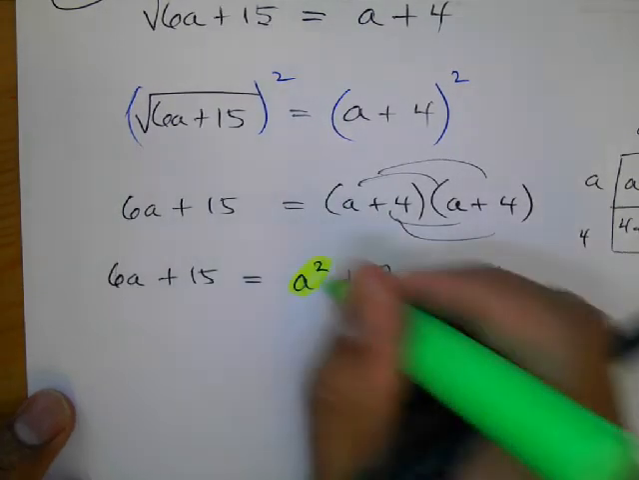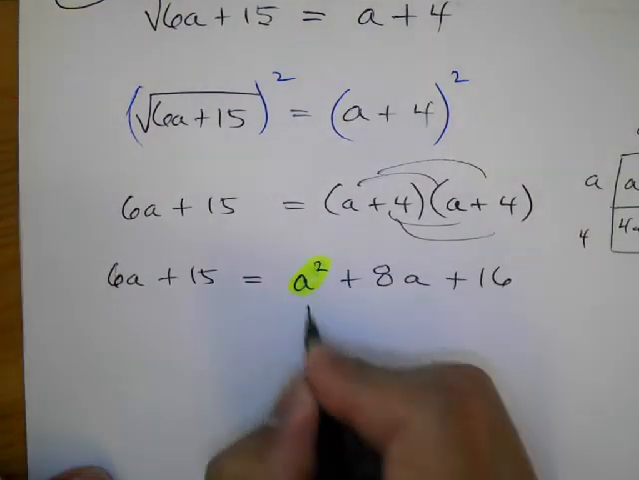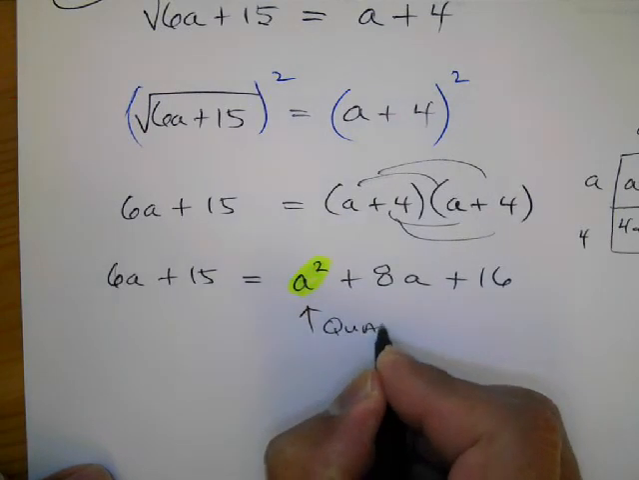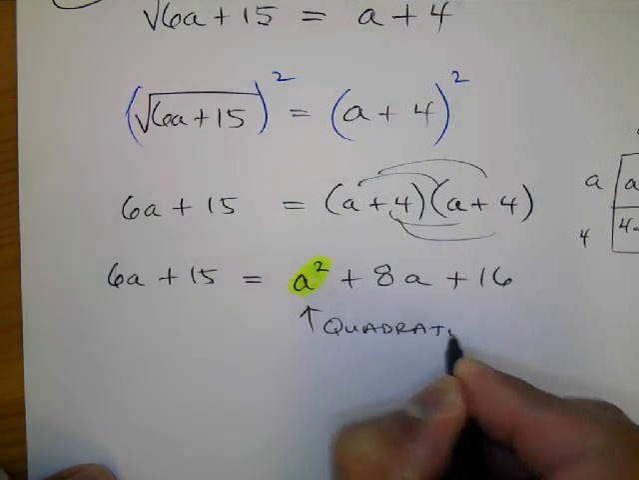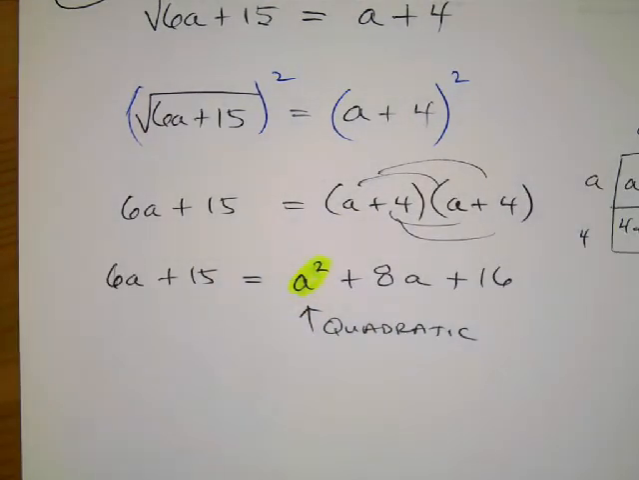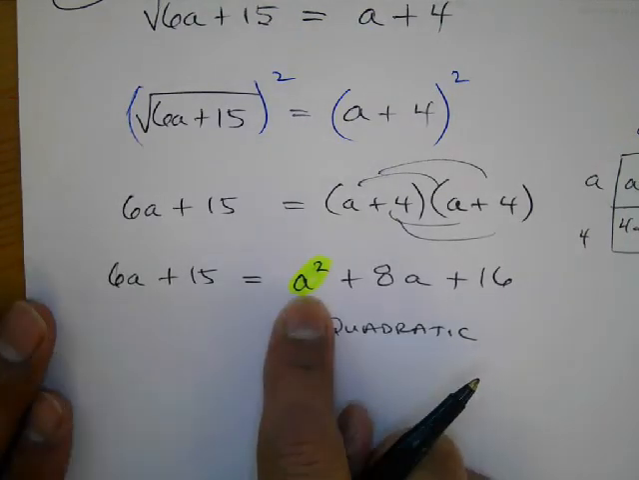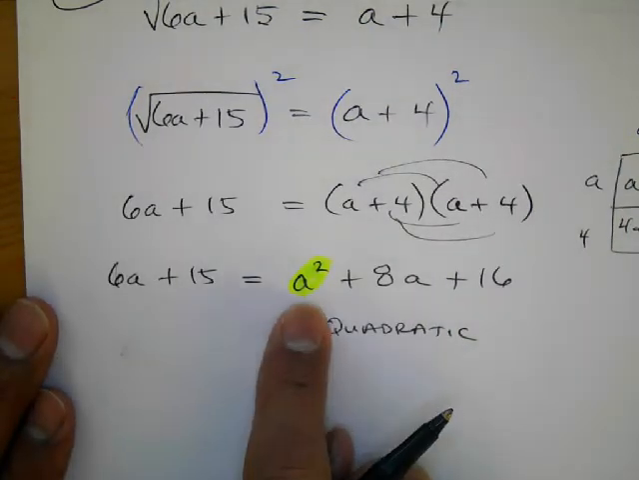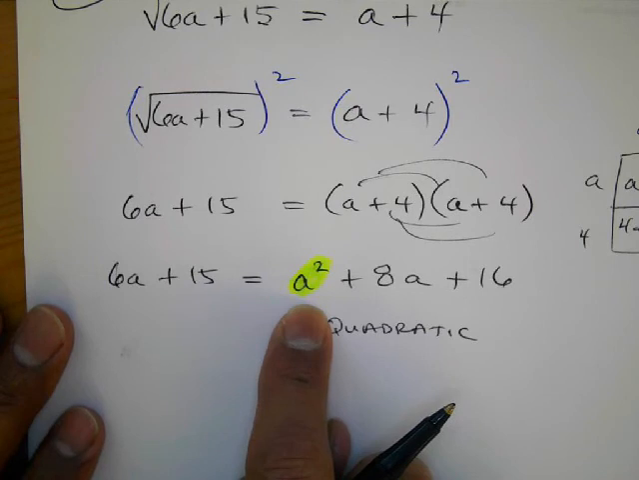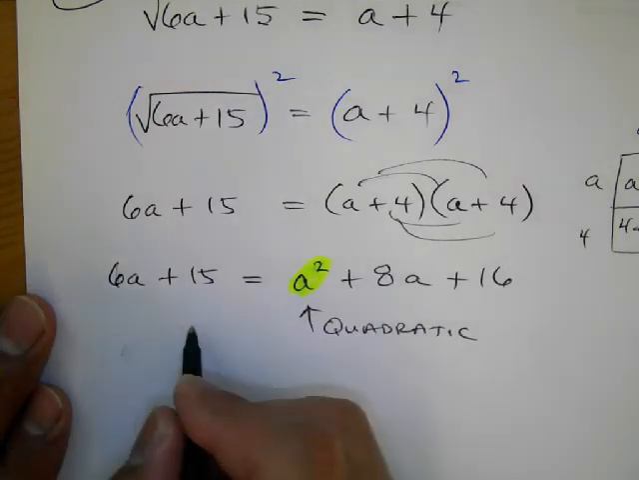So now I got all this. But the main thing I noticed when I get to this point is that I have a variable that's squared. When you see a squared like this, that means you're dealing with one of these quadratics. Ugh. Those are the ones that are going to be tougher. Those are the ones you're going to have to factor.